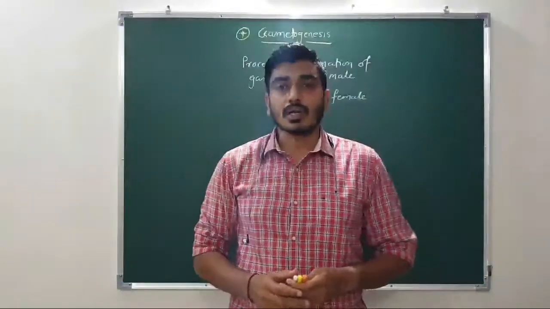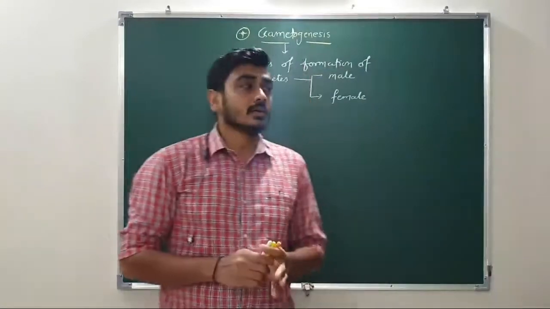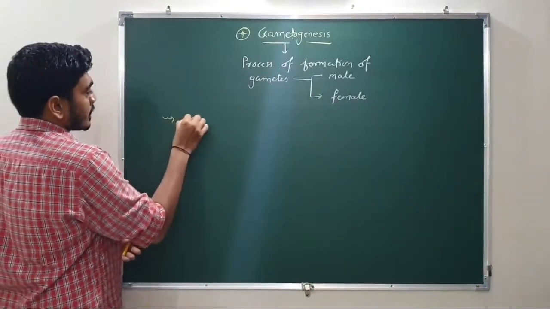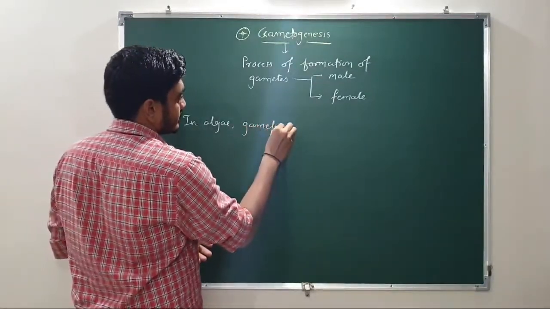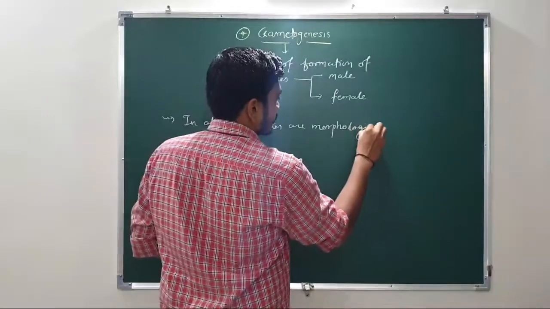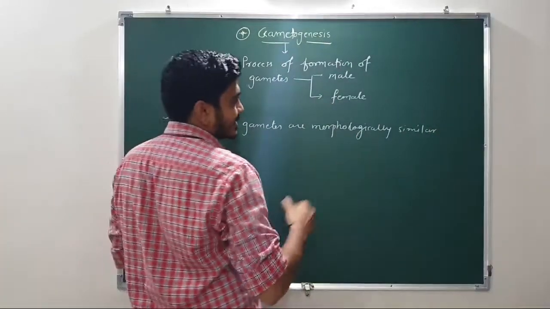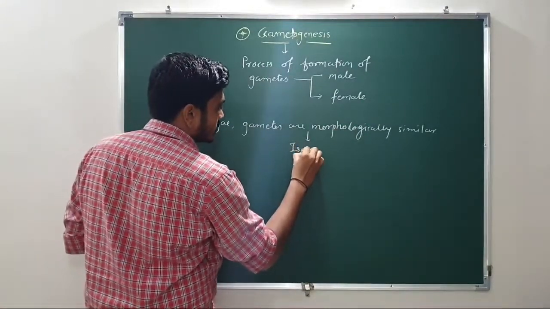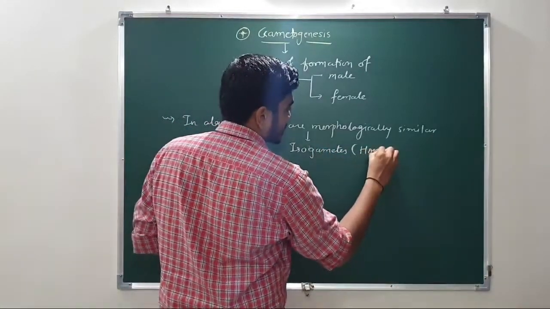But when we consider organisms, in some organisms these gametes are morphologically similar, that means you cannot distinguish and separate them as a male or female gamete, and therefore we have to consider here mainly algae, where gametes are morphologically similar, and therefore these types of gametes which are morphologically similar are known as isogametes or homogametes.